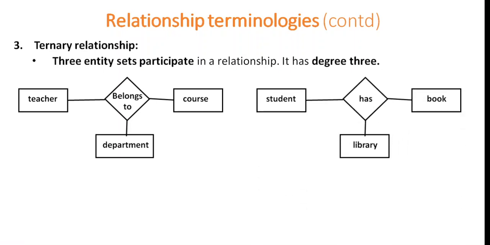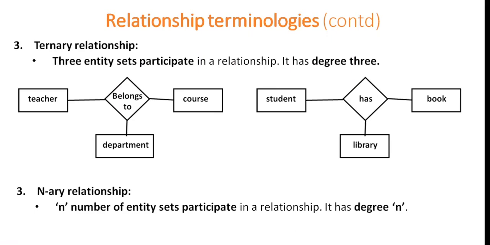Then let's take another example of student, library and book. Now all these three entity sets are associated with each other by using a has relationship. That is, student has some book, or books are issued by student, or books are kept in a library, or student goes to the library to issue some book. So this is how these three entities are associated with each other by using a single relationship. That's why the degree is 3 and the type of relationship is ternary relationship.